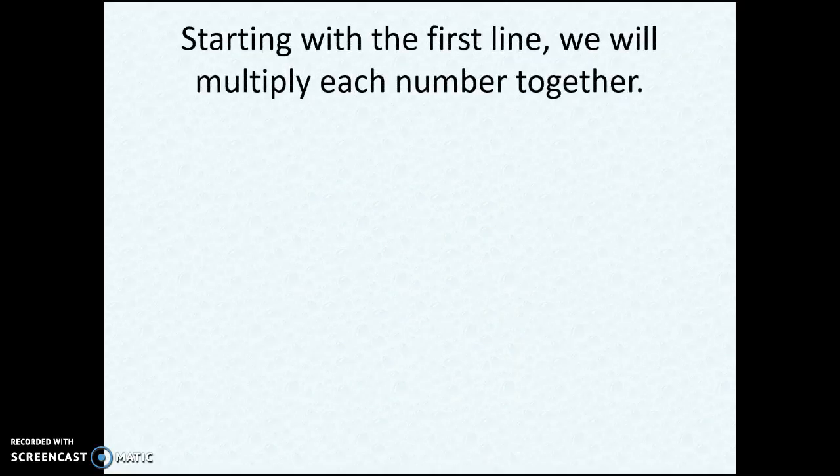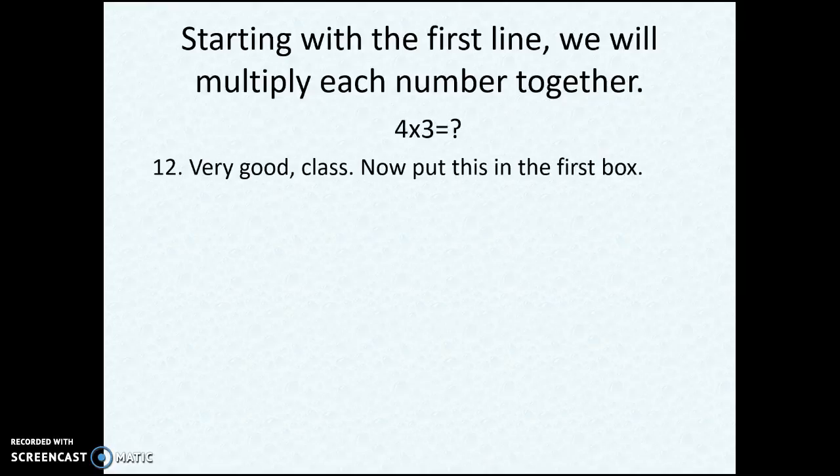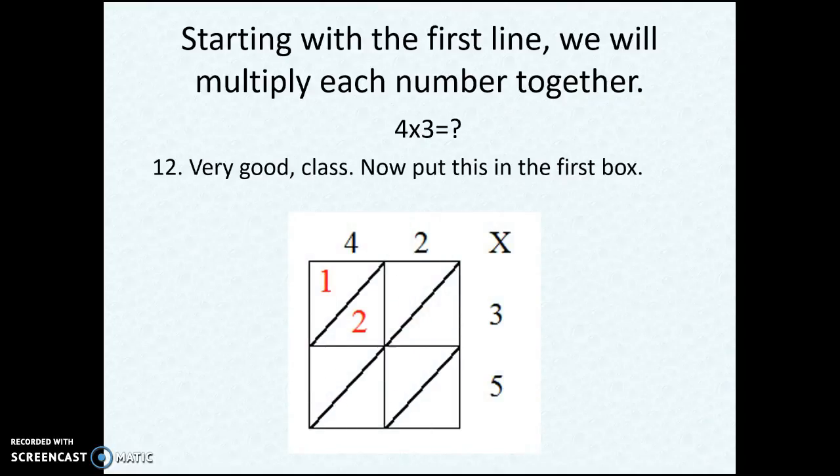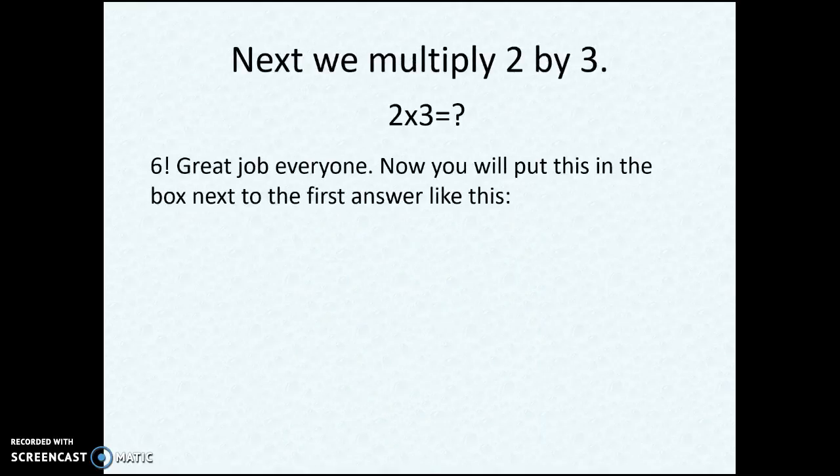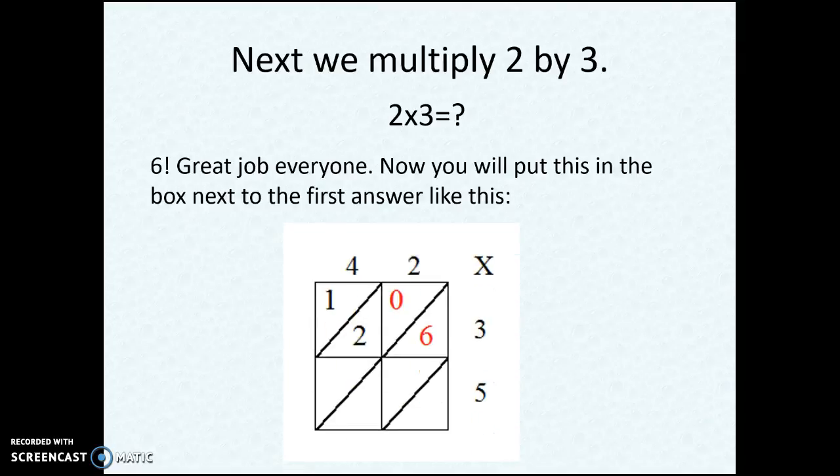Now, starting with the first line, you're going to multiply each line together. So you've got 4 times 3, which equals 12. So you're going to put that into the first box. One digit goes on the top, one digit goes on the bottom. You're going to move on and do the same thing for the next part. So that's going to be 2 times 3. It's 6, so you're going to put 0, 6 into the next box.